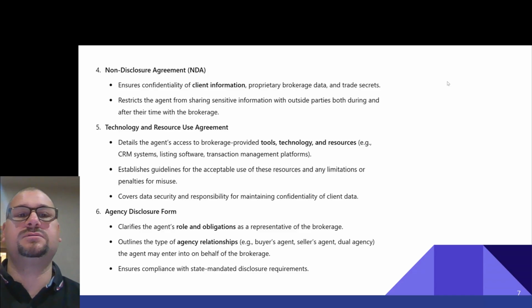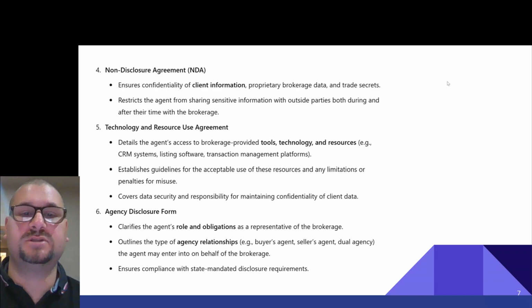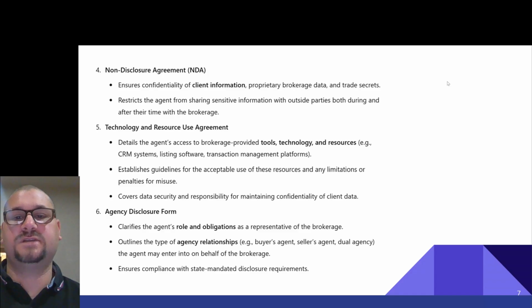The technology and resource use agreement details agents' access to brokerage-provided tools, technology, and resources, for example the CRM system, listing software, and transaction management platforms. So you may or may not have to sign these other extra documents. It establishes guidelines for the acceptable use of these resources and any limitations or penalties for misuse. It covers data security and responsibility for maintaining confidentiality of client data.